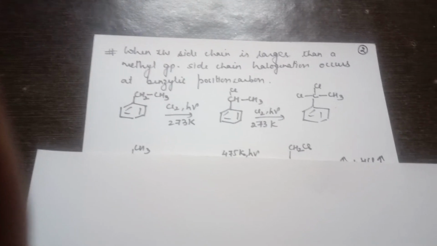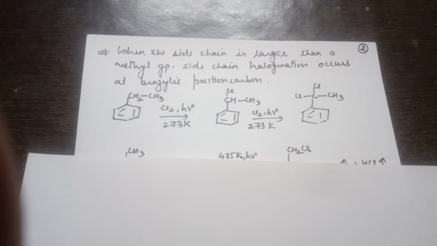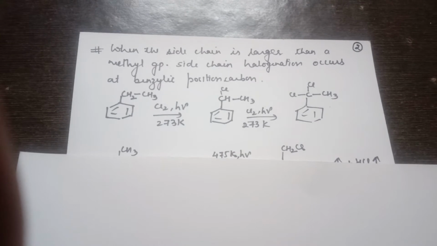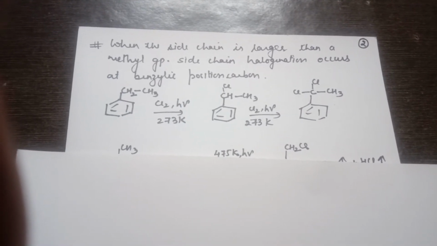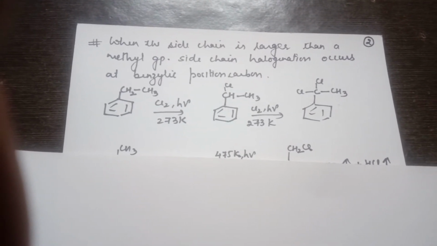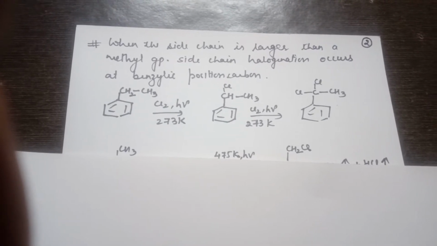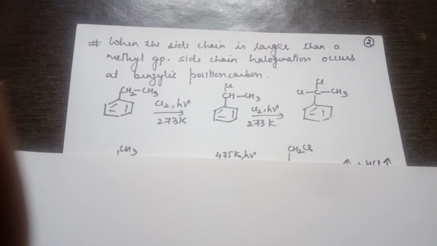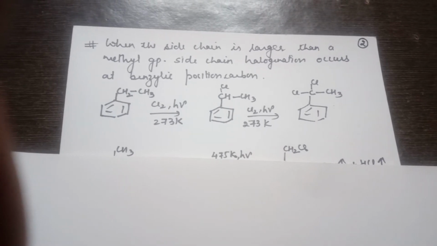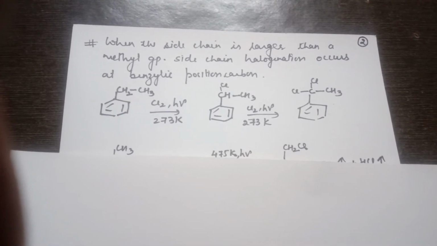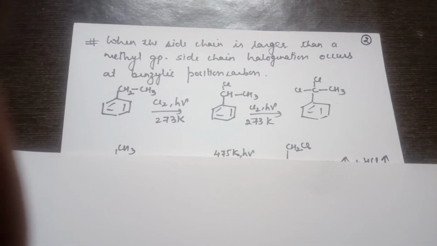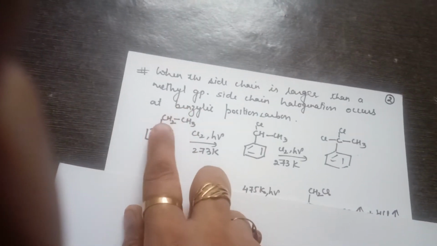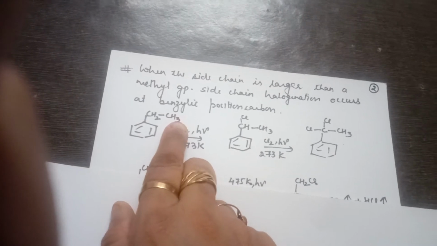Corresponding to the same category of reaction, I'll take one more example. Here I have taken ethylbenzene. Earlier I took toluene, which is also known as methylbenzene. Here I have taken ethylbenzene. Now, when the side chain connected to the benzene ring is larger, how will the halogenation take place in the presence of sunlight? Here two carbons are there, CH2 and CH3.